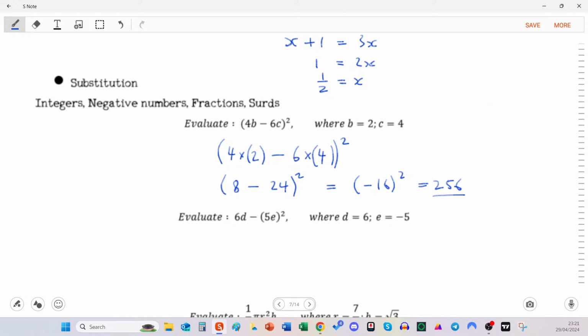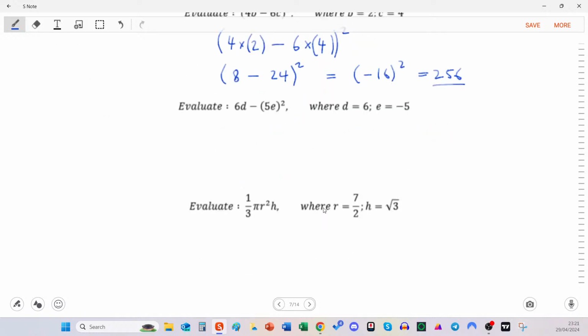There you have it. Okay, evaluate this next one. So 6D, let's avoid the brackets this time. Let's see if it works for us. Is it neat enough? D is 6. So wherever you see a D, you're going to just write 6. And you notice that I've added structure. I've added a multiplication here, so it's clear when it comes to the BIDMAS phase. I'll keep this bracket. 5 times negative 5 squared.